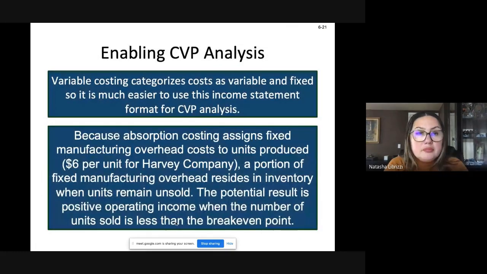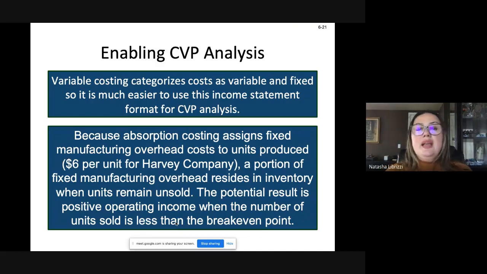Okay. Variable costing categorizes cost as variable and fixed, so it's much easier to use this income statement for cost-volume-profit analysis. CVP stands for cost-volume-profit analysis. As we move forward, we're going to look at this and actually use this concept, how we just broke out the costs separately, to understand how different segments of the business work.